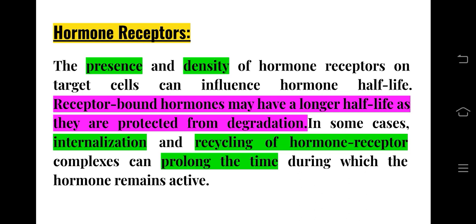Then hormone receptors. The presence and density of hormone receptors on target cells can influence hormone half-life. How? Receptor-bound hormones may have a longer half-life as they are protected from degradation. In some cases, internalization and recycling of hormone receptor complexes can prolong the time during which the hormone remains active. Not just the receptor, the hormone receptor complex itself gets internalized, so that will prolong the time during which the hormone remains active.